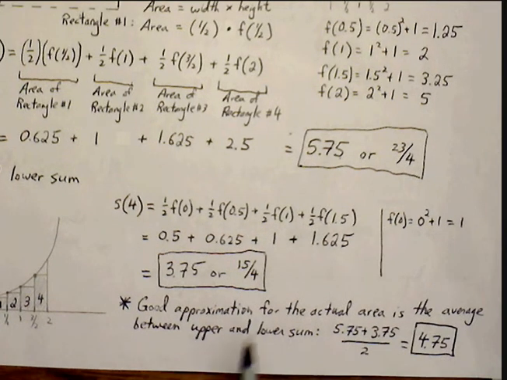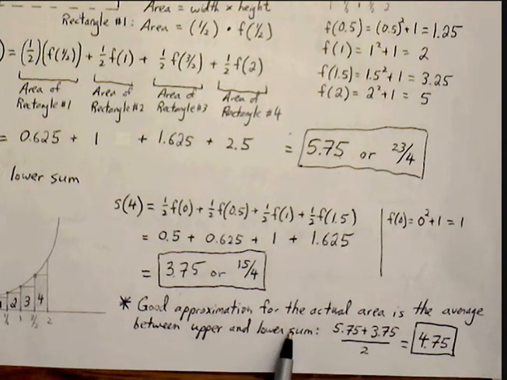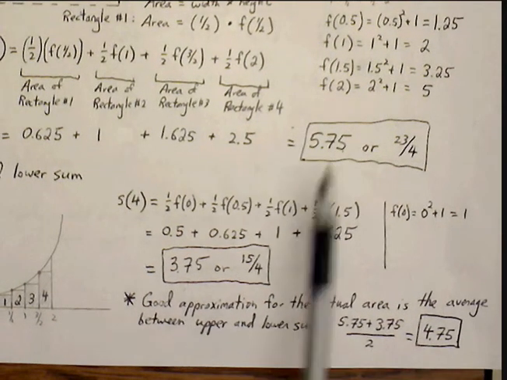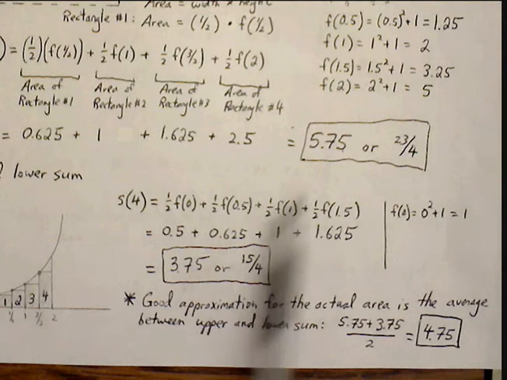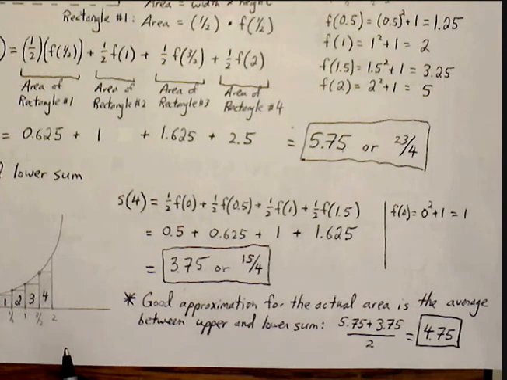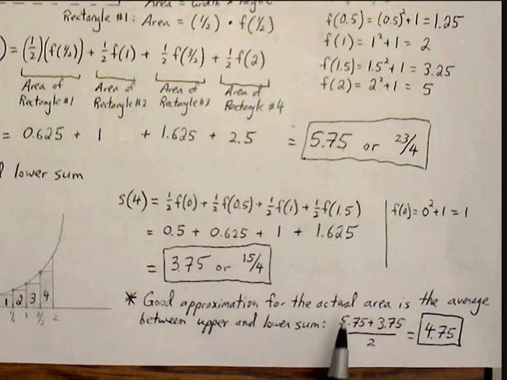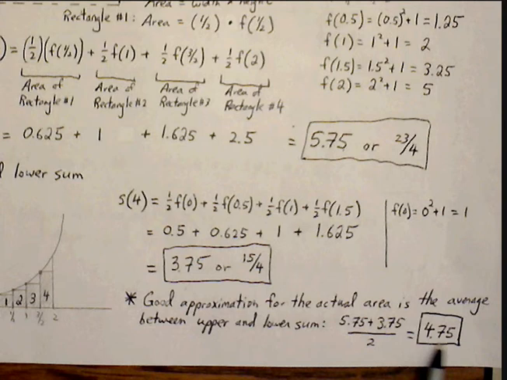Now, a good approximation for our actual area, given our restriction of 4 rectangles, is simply finding the average between the upper and lower sum. Right? If we know that this is an overestimation, this is an underestimation, then to find a better approximation, we find the average of these two values. Now, it doesn't mean that this will give us the exact area. Okay, notice that this is simply going to give us a better approximation.